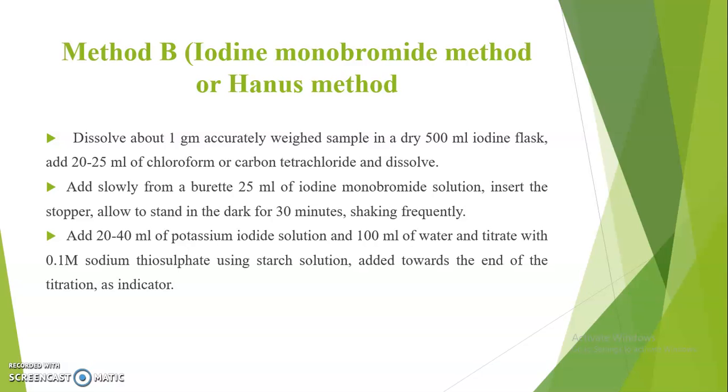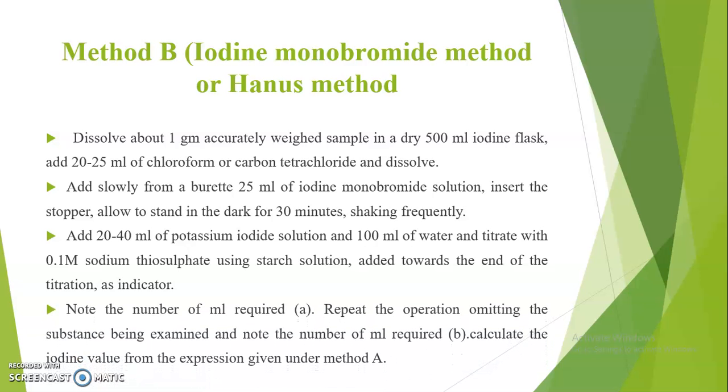This liberated iodine acts as the oxidizing agent, and it is titrated with 0.1 molar sodium thiosulfate, using starch solution, which is added towards the end of the titration, as an indicator. This is very important. Initially our solution has a brownish color, so we have to titrate until the solution becomes yellowish. Then we add the starch. That is, the starch is added towards the end of the titration.